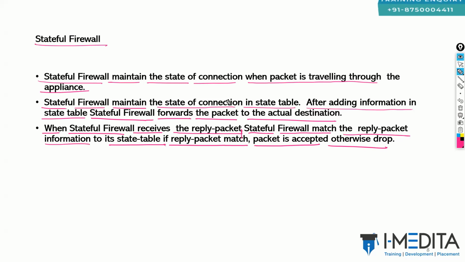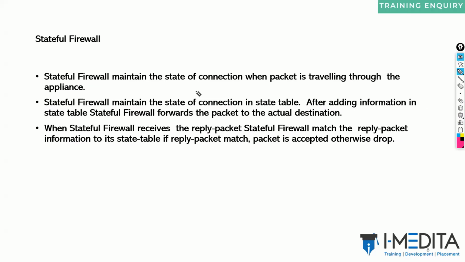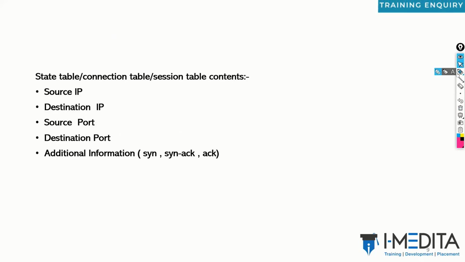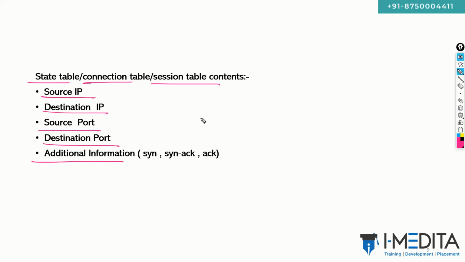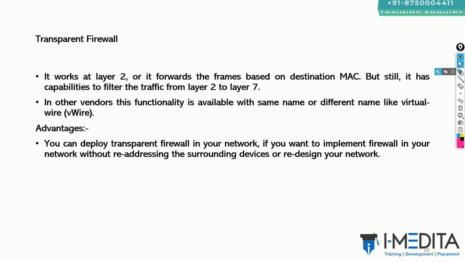An example of a stateful firewall in today's network would be the ASA firewall. In present time, all vendors' firewalls are stateful firewalls: Cisco, Palo Alto, FortiGate, Checkpoint, Juniper, all of them. Correct? Done. So next is here. You can call it state table, connection table, or session table, which can contain source IP, destination IP, source port, destination port. Additional information such as SYN and ACK can be there. Clear? Done.